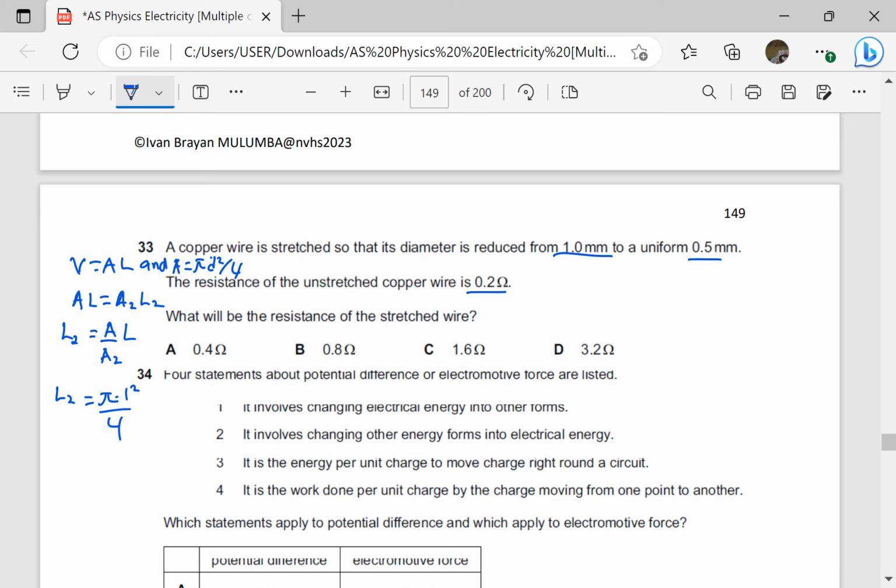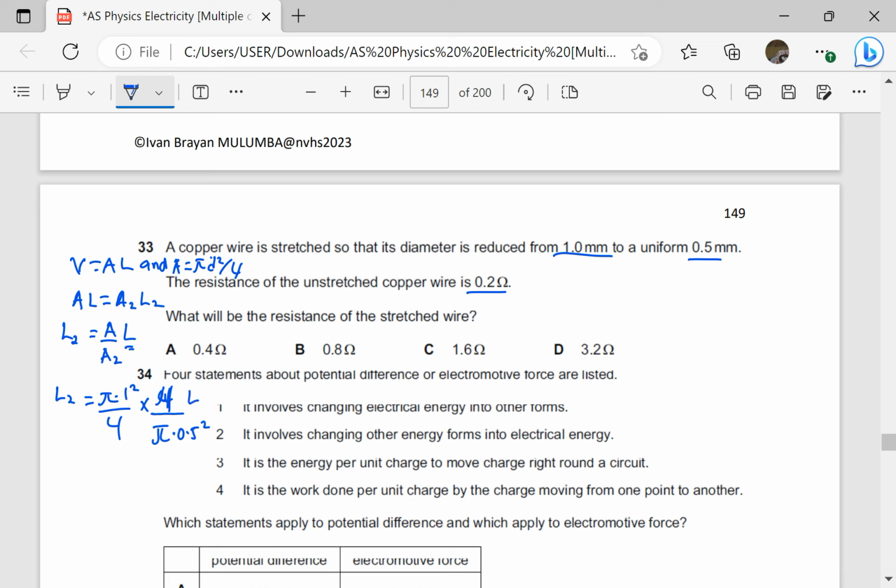Then divide by A2. A2 is going to be pi. So I'm going to get the reciprocal. So 4 goes up. So it will be 4 divided by pi. Where there is diameter, I'm going to put there 0.5 squared. I will not change the units because I'm going to divide. Then times this L here.